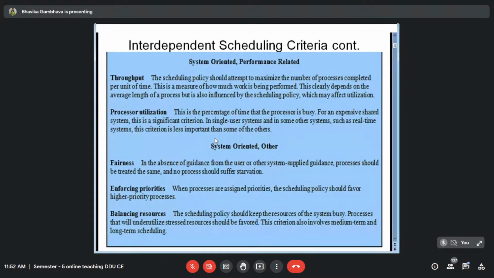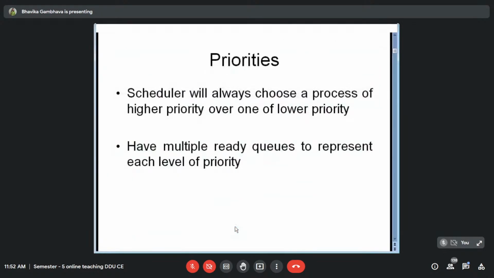And other parameters which are not exactly measurable, like performance related parameters, are qualitative parameters. Quality will be ensured by fairness, priorities, and balanced resources. If you have some processes which are utilizing only CPU resources, but some process is also looking for IO, then IO might be given higher priority because IO will be used in parallel and then your CPU can be used. So based on the underutilized resources, we can choose the processes.